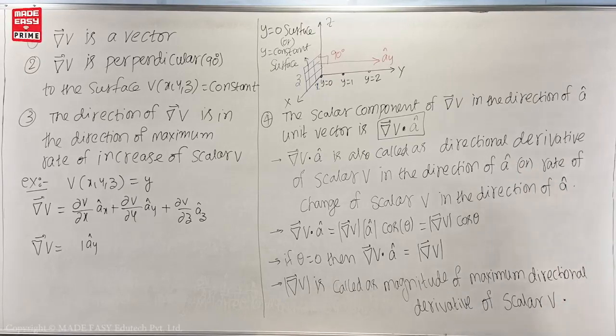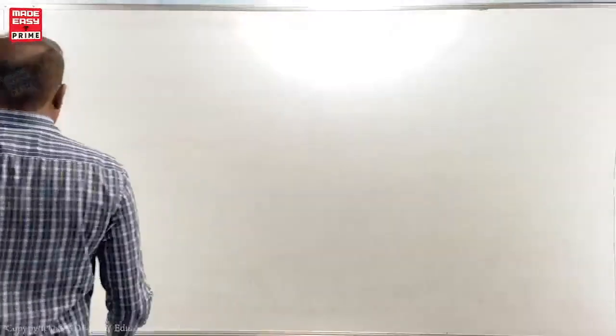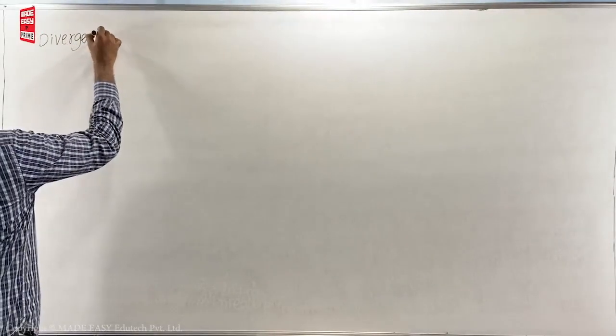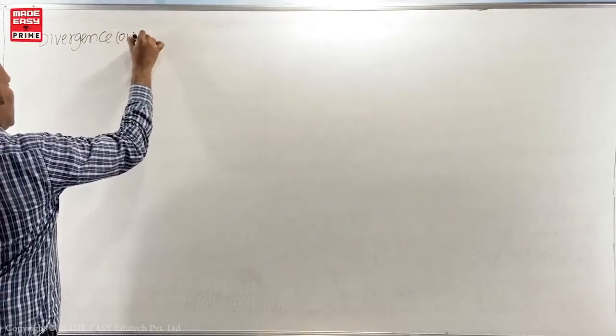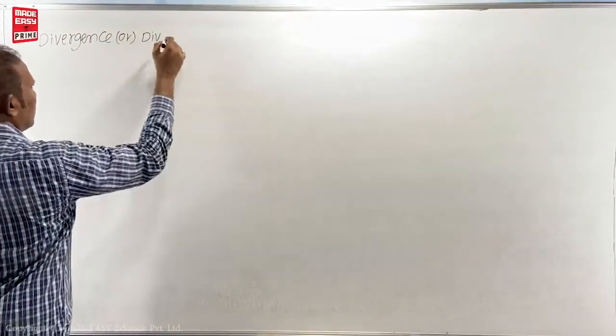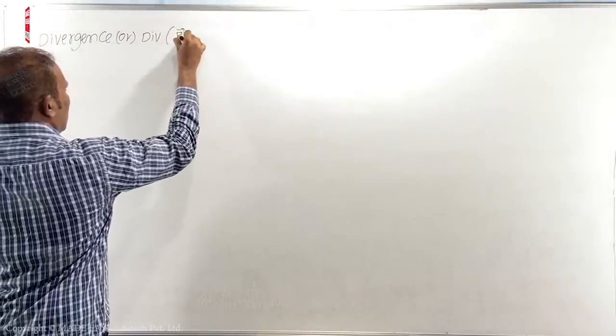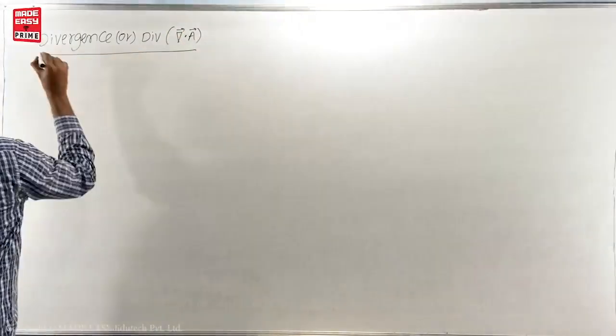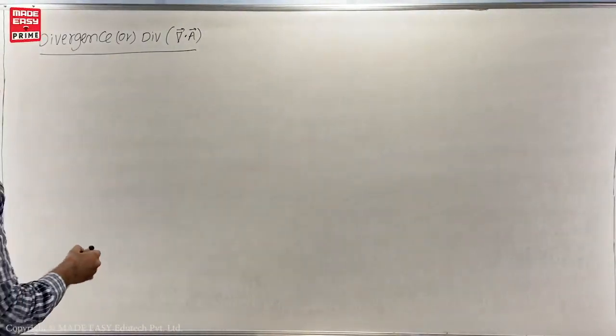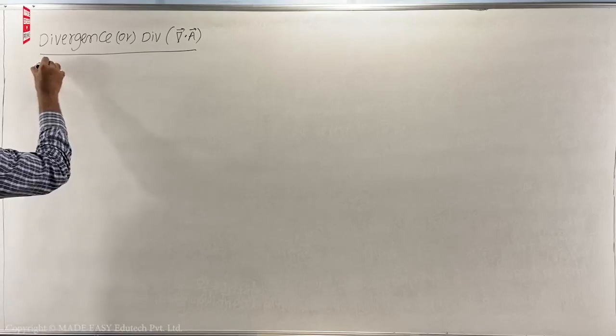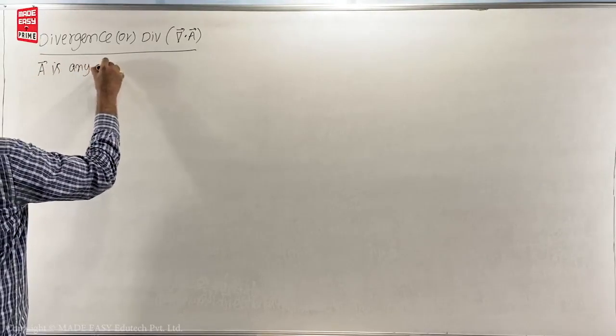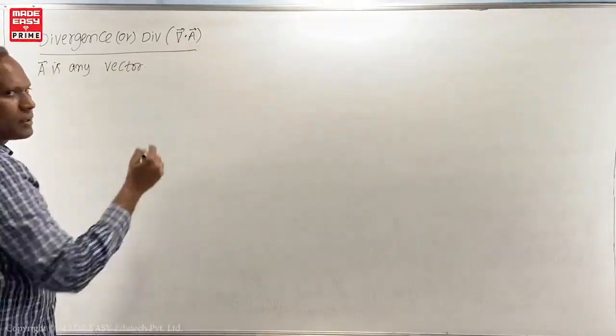Actually these points are discussed in mathematics, but in EM theory not that much important. Sometime we can study them. Next we will discuss divergence. The shortening is simply div, it is called divergence. It is operated with any vector a bar. So this is the symbol. Here a bar is any vector. You know that dot product gives a scalar.